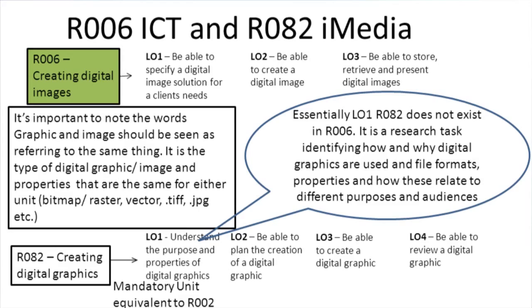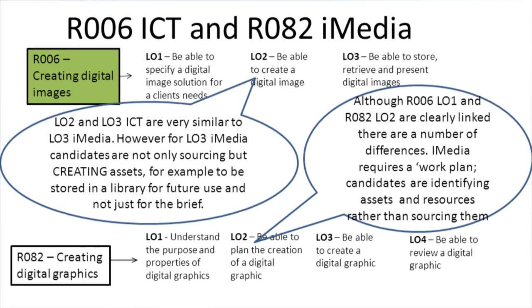For LO3, R082, candidates are creating assets, for example adapting existing graphics and storing them in a library that could be used again later, rather than using tools and techniques within the software to create the graphic that will be used only for the requirements of the model assignment. Both units require candidates to use a range of tools and techniques, although R006 details the software tools, including specialist tools to enhance digital images.